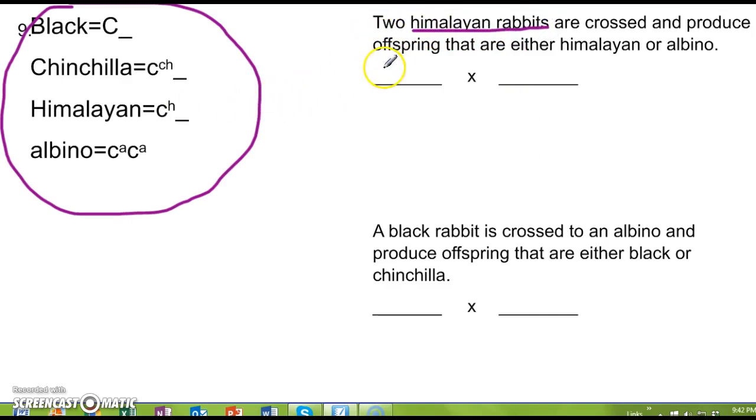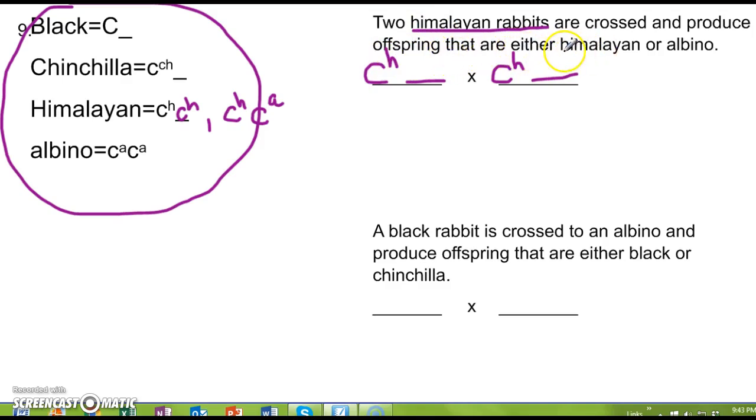So if I look at my key, I know it has to at least have 1 allele that codes for that Himalayan hair. Okay, and then there's going to be something else here. And so Himalayan could actually be CHCH, so it could be considered the homozygous dominant. It could really also be heterozygous, meaning it has one Himalayan allele, but then since it's dominant over albino, it could actually be masking that in that other location. And so we have to look at the offspring to know which one it's going to be.